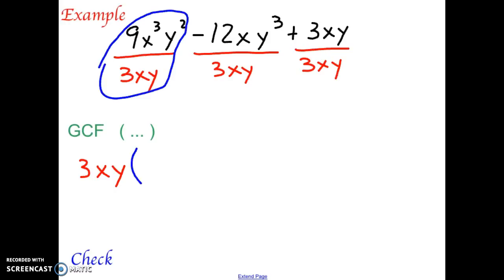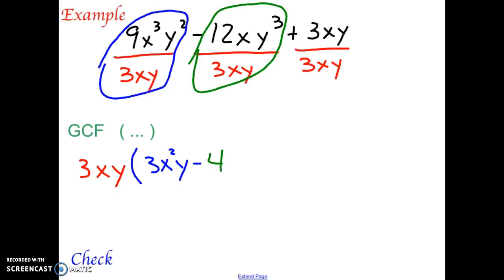So we're going to be putting our quotients in the parentheses, starting with our first term. 9 divided by 3 will be 3. X cubed over x simplifies to x squared. Y squared over y will give us a y. Keep the sign the same. Move on to our next term. 12 divided by 3 will be 4. X over x simplifies to 1. And y cubed over y will give us a y squared. Keep our next sign and move on.